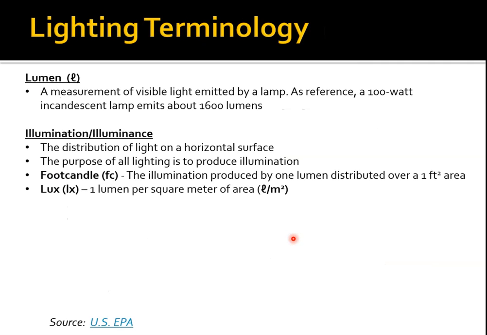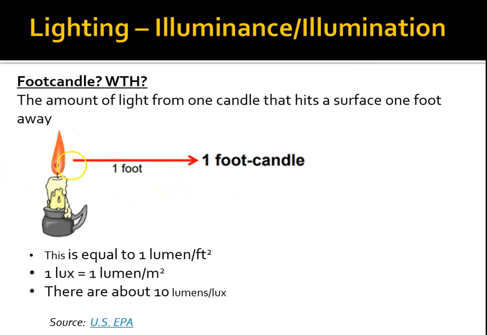First, a quick review of some key terms. We have a lumen, which is the amount of light put out by a lamp. That's a property of a lamp. The illumination, or the illuminance, is how bright a surface is. We measure that in either foot candles or lux. In the US, we're going to use foot candles.